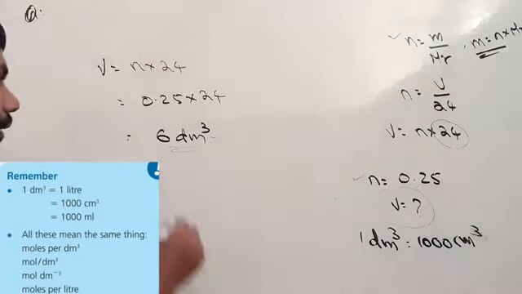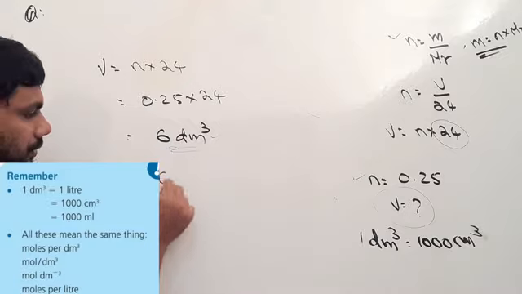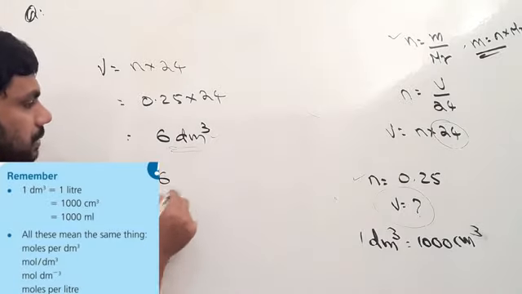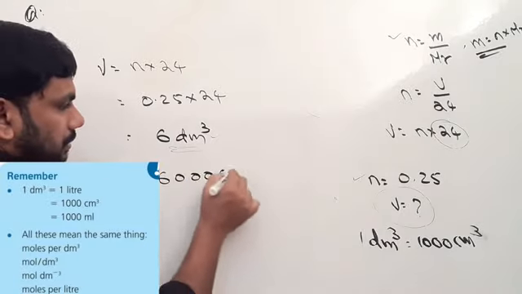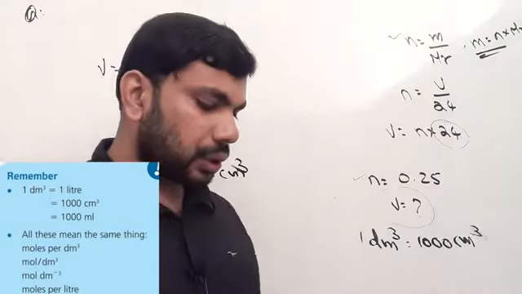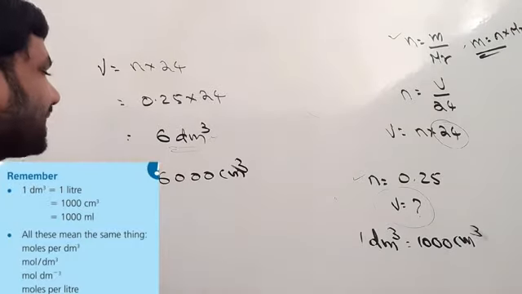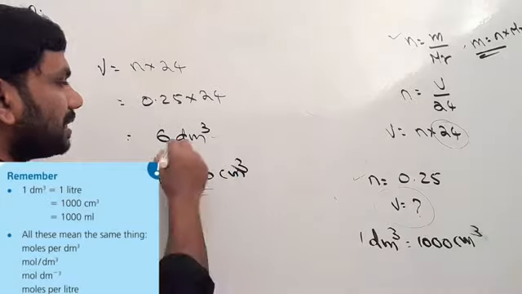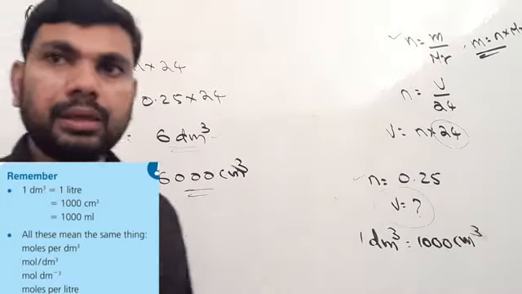So you can convert this to 6000 centimeter cube. So here the answer will be 6000 centimeter cube or 6 decimeter cube.